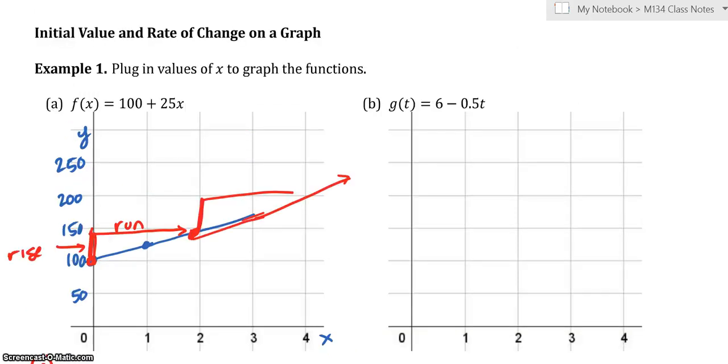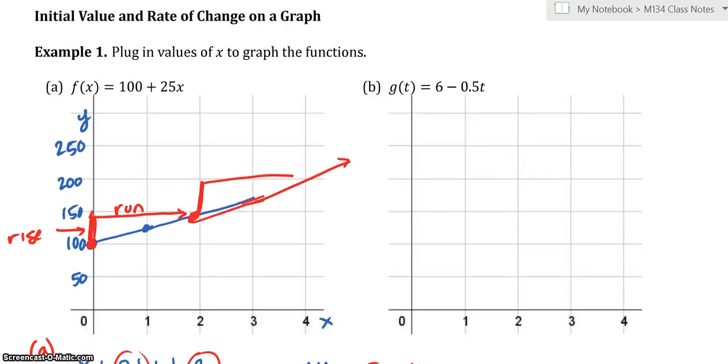Notice how this rate of change, this 25, is right here on the graph. And by the way, this right here is the initial. So m is the 25, which is the rate of change. It's the slope we're going to see. b is the 100, and it's the initial amount. And notice how the initial amount is the y-intercept. So instead of the initial amount here, I'm going to call this the y-intercept.